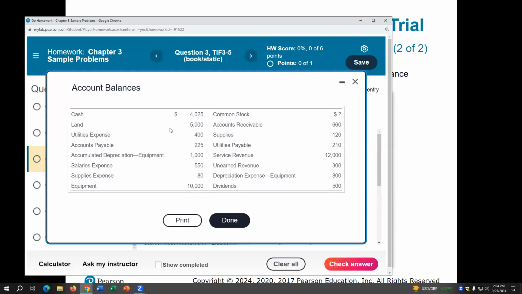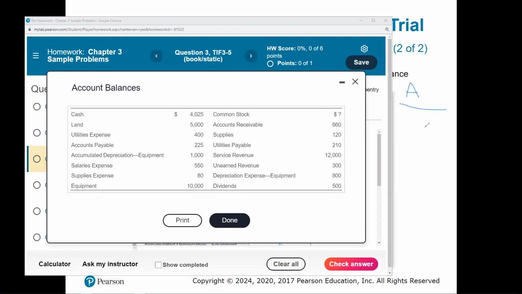So remembering if we have them out of order like this and we need to organize this into a properly formatted adjusted trial balance, what we want to do is think about our accounting equation to figure out the order that we're going to put these in. So the general order that we want to do is going to be assets first, followed by our liabilities and our equity.